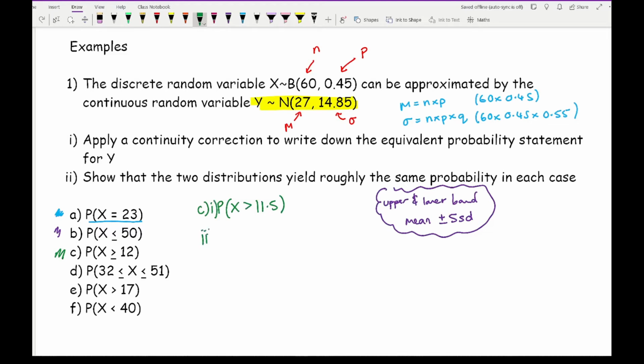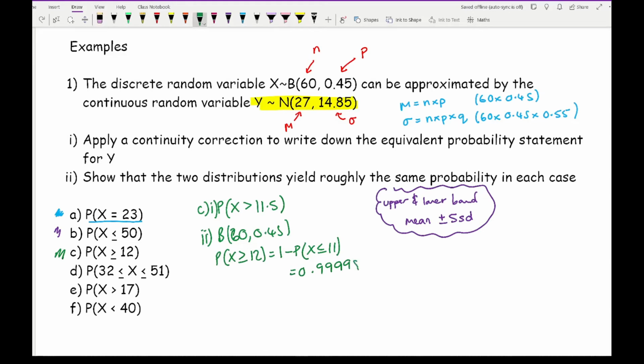Then in terms of binomial, again using the parameters of 60 and 0.45, working out the probability that x is greater or equal to 12, which is 1 minus the probability that x is less or equal to 11, that should give me an answer of 0.999970, or 86 I should say.